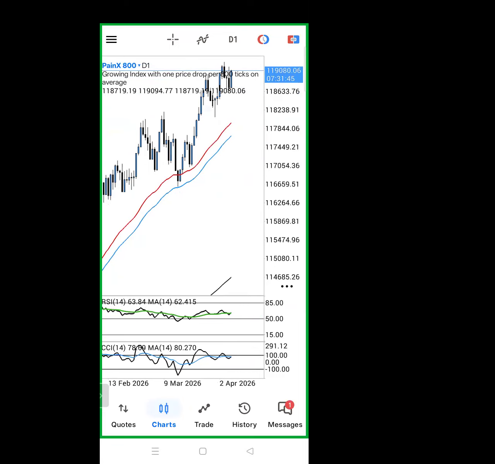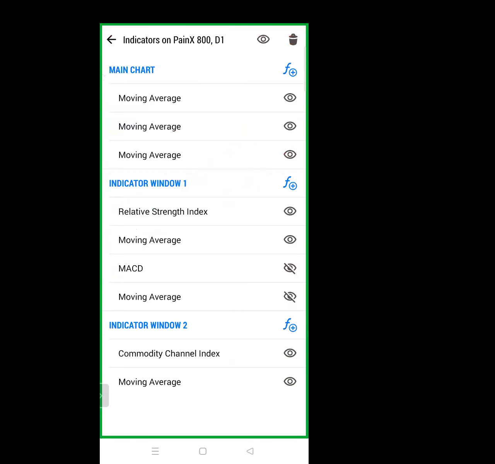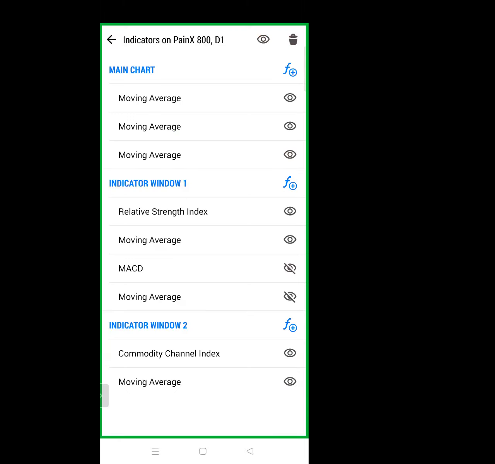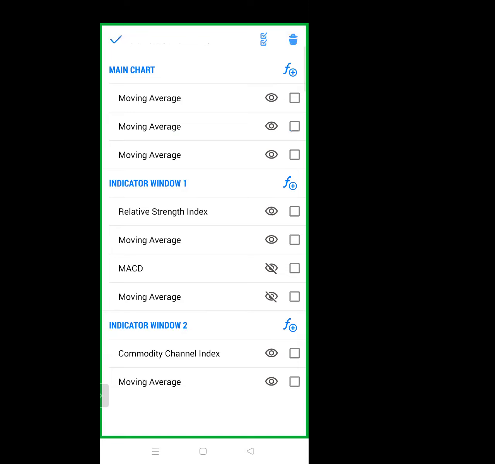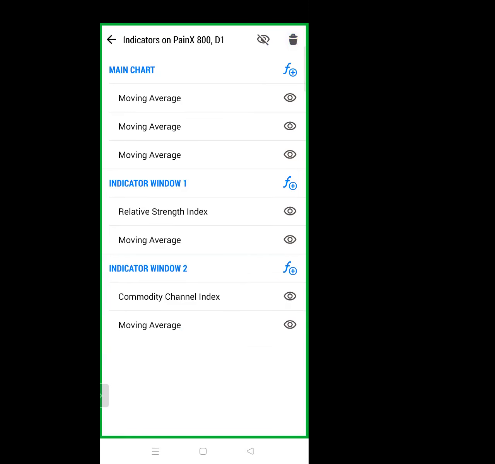Okay, so now let's go to the indicator window. So the first indicator window, okay, so I'm going to be removing this guy. Let me remove this guy. They are not needed, they are not necessary, so that you don't complicate yourself. So let's make it simple.